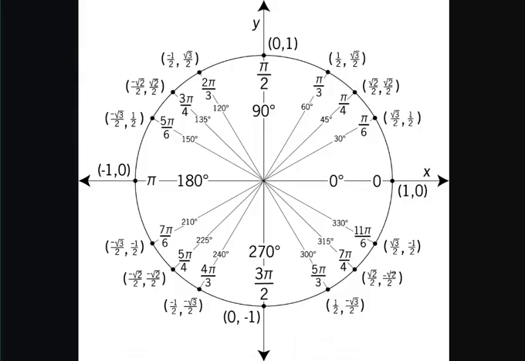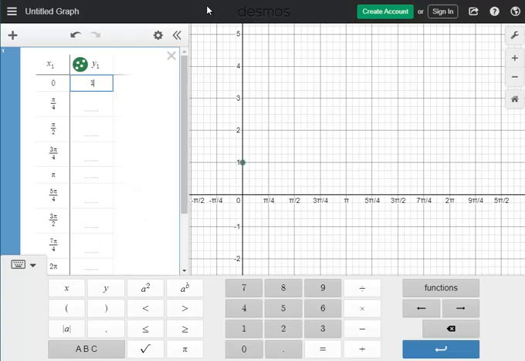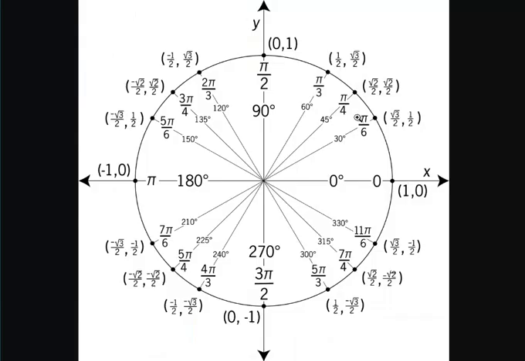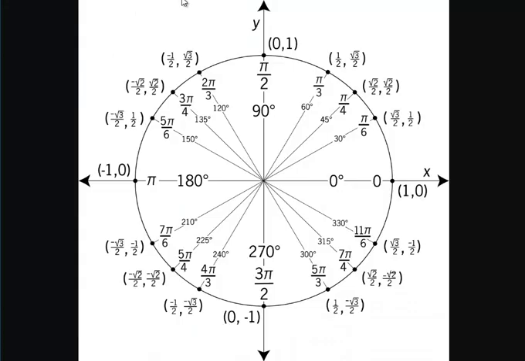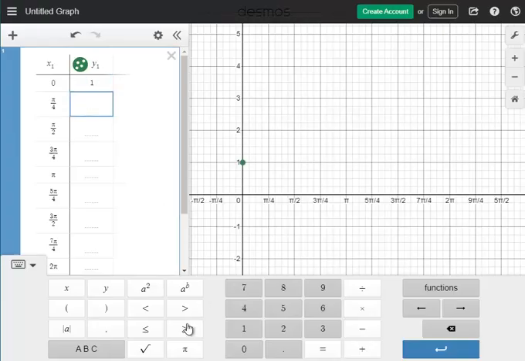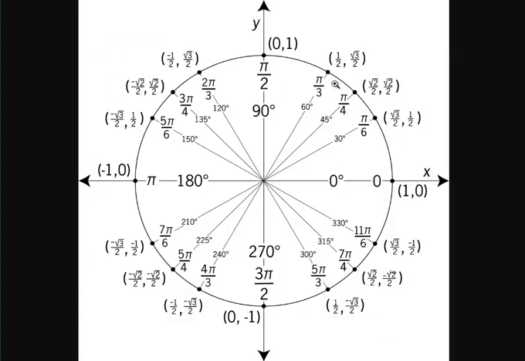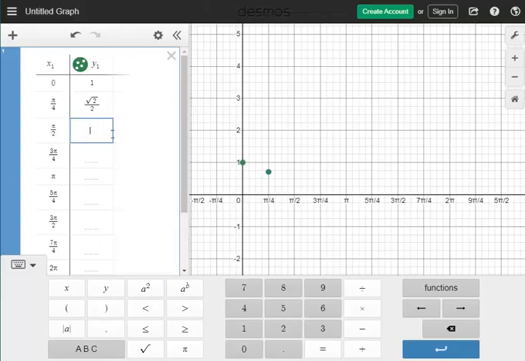So let's start with 0. At 0, the x coordinate is 1, so we'll fill a 1 in there. Pi over 4, you'll notice this time I skipped ahead a little bit. We're doing a little less because that last one took a little longer. So pi over 4, we'll do square root of 2 over 2. Pi over 2, you end up getting 0 for the x coordinate, so the cosine of pi over 2 is just 0.